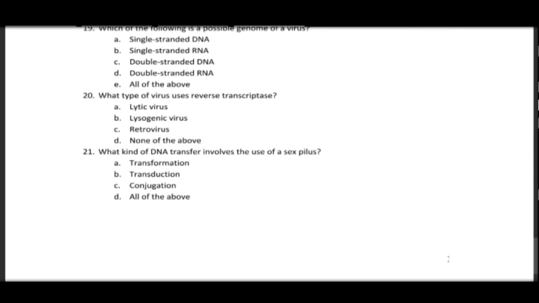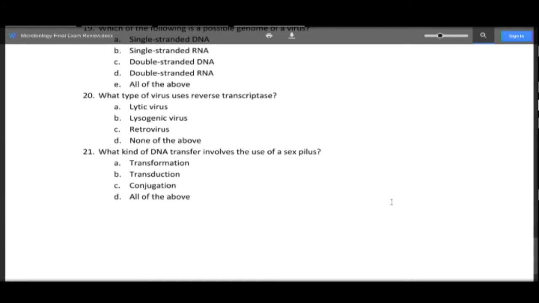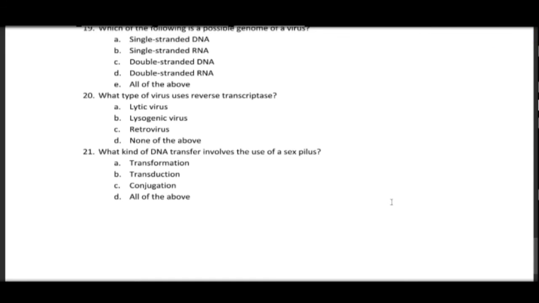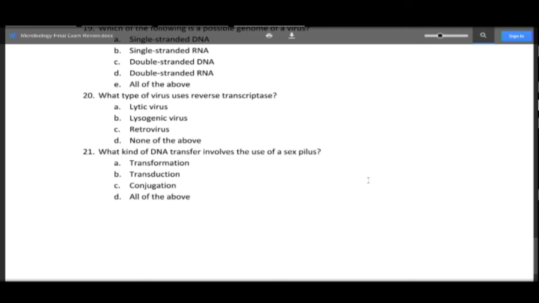Then we have 21. It says, what kind of DNA transfer involves the use of a sex pilus? So we're looking for something that's going to directly attach to another bacteria and then send information through that. A pilus is usually, they only have one pilus versus many fimbriae. A pilus is usually the longest type of attachment that a bacteria has. So we have transformation, transduction, and conjugation as our answer choices.